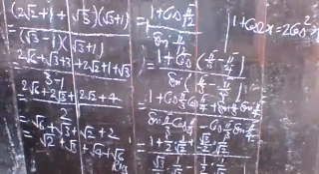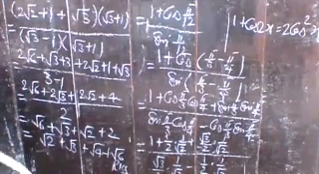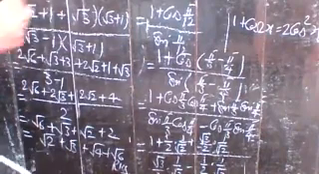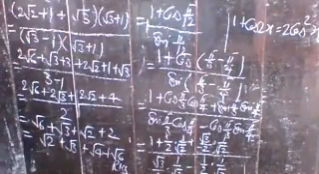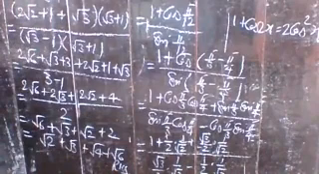Note it. So in this way, you can find the value of tan of 11 pi by 24.